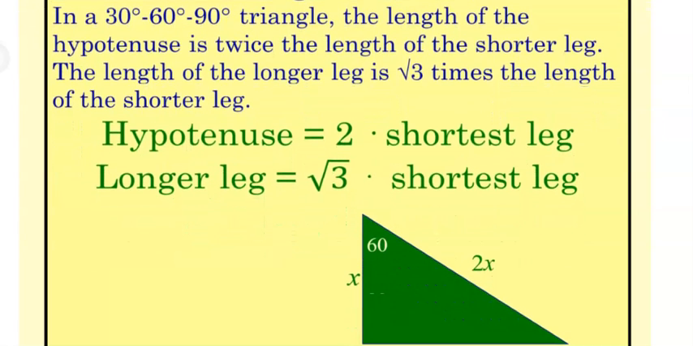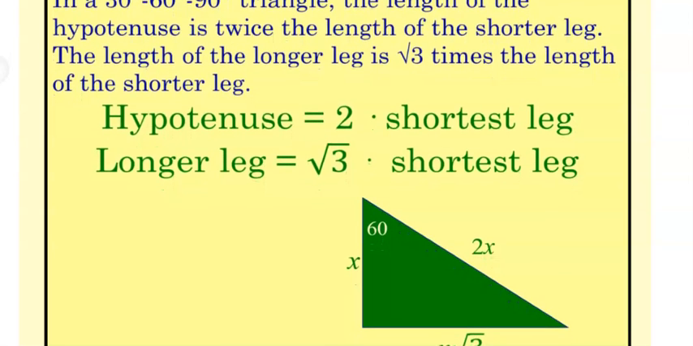So, in a 30, 60, 90 triangle, the length of the hypotenuse is twice the length of the shorter leg. Now, here's where we get confusion, because when we were learning 45, 45, 90, we kept repeating, we're not multiplying by 2, we're multiplying by radical 2, and that's not going to change. We use radical 2 with 45, 45, 90. Cement that in your brain. Now, with 30, 60, 90s, we're going to use two different numbers. Radical 3 and 2. All right?